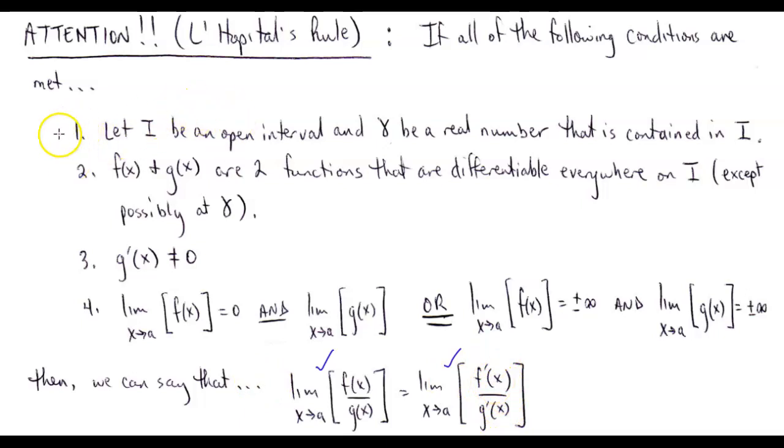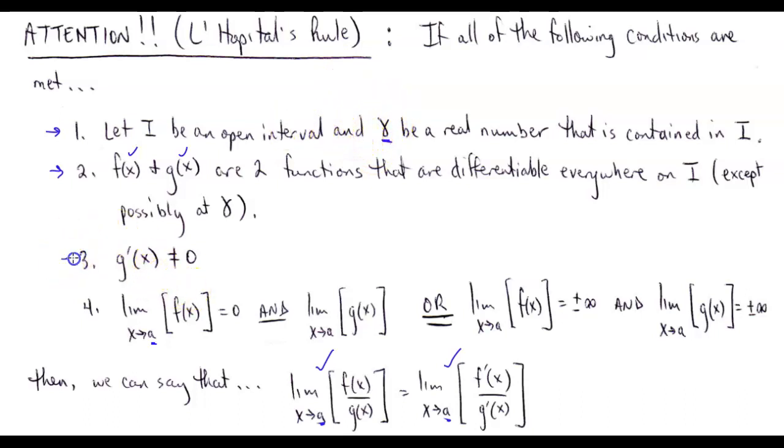Now, those conditions. I have conditions 1 and 2 here, but really these just work together. All that we're saying here is that we're considering some open interval of x values where both f of x and g of x are defined, and they are differentiable everywhere except for possibly where we have this value here, and I'm calling it gamma. But in terms of the limit, that's really the x equals a that I'm talking about here and here. So I'm just calling it gamma in general, okay?